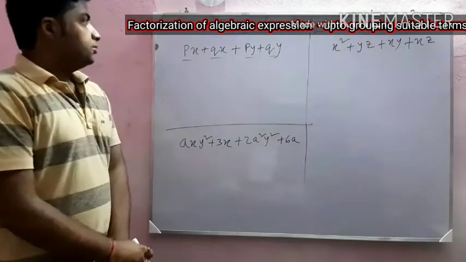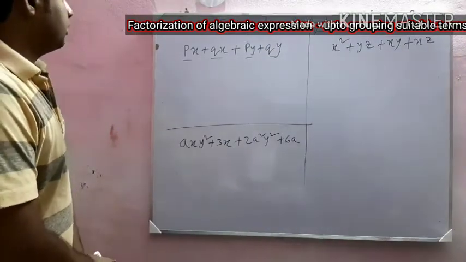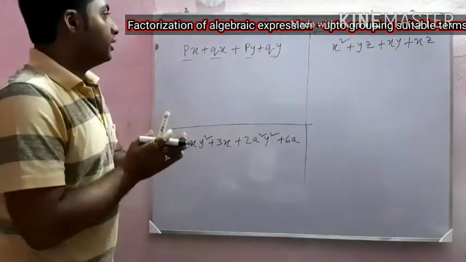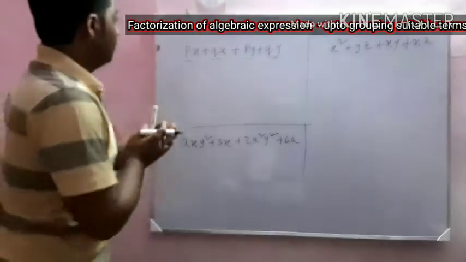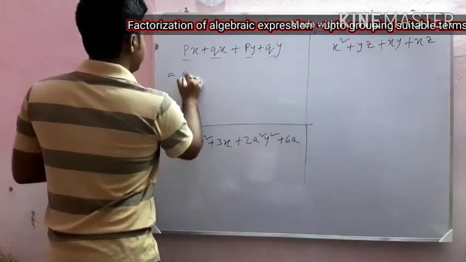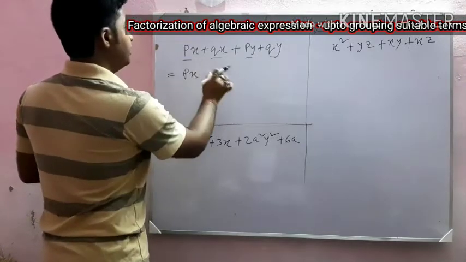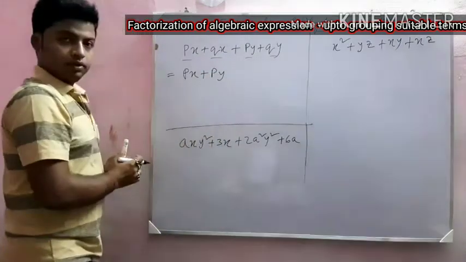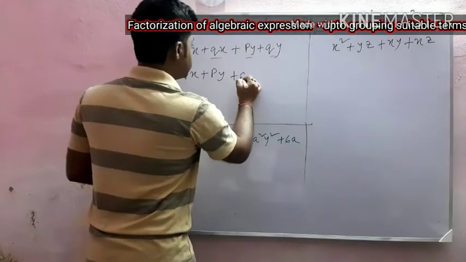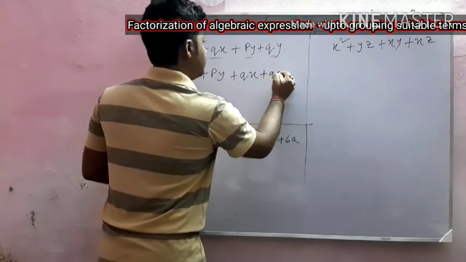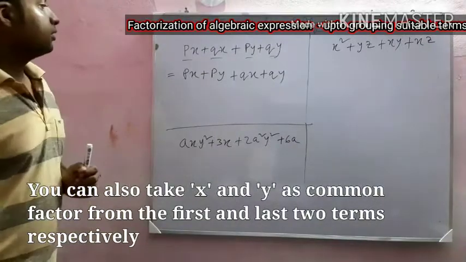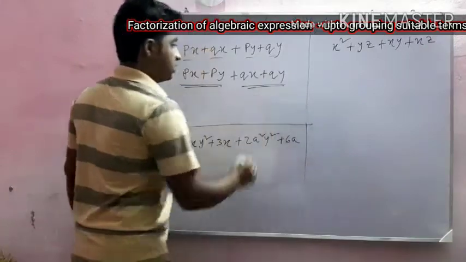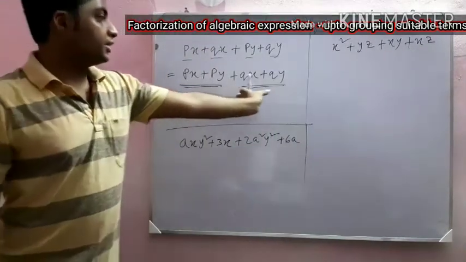For this kind of problem, you need to regroup the terms so that you can take the common terms. Here, take px and py side by side, okay? And then write qx and qy side by side. Now I have formed two groups of the terms. Here is the first group, here is the second group.